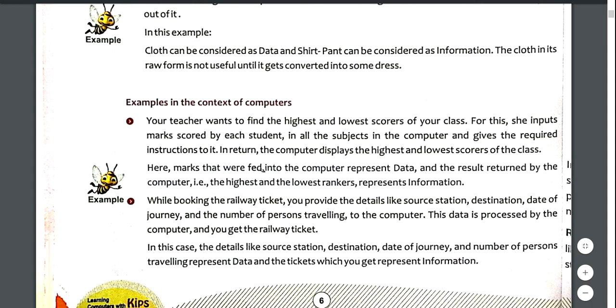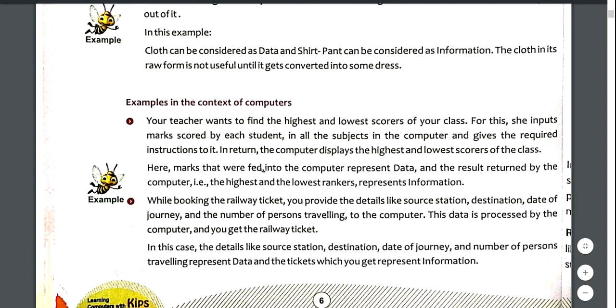So here marks are your data, and the information we are getting from the data is who has the highest marks and who has the least marks. So this is your information. I hope you are understanding the difference between your marks and the rank holders, who is the first rank holder and who is the least mark holder.